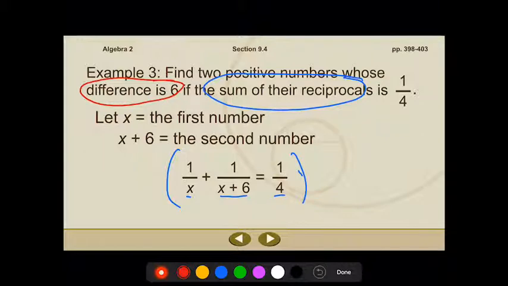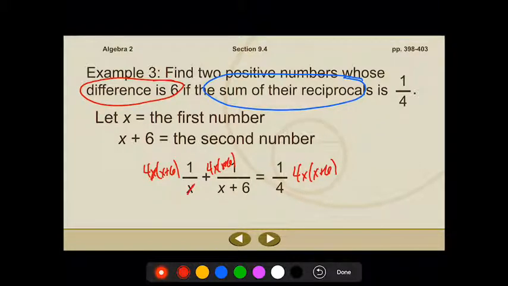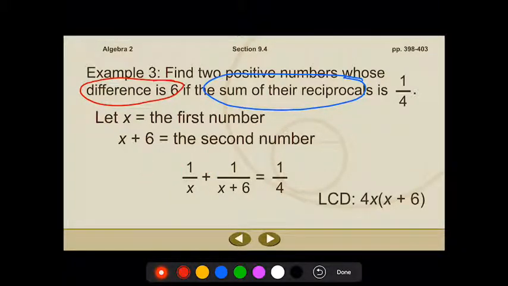That's one method. For some reason, some students prefer the other method. Multiply everything times the least common denominator, or least common multiple, I should say. So 4x times x plus 6, and then this side times 4x times x plus 6. Then you can see what cancels. Here an x cancels, here the x plus 6 cancels, and here a 4 cancels. You can do it either way. I'm not trying to confuse you guys. There are two viable ways to do it. You do whichever way works best for you. But then you just solve that equation.